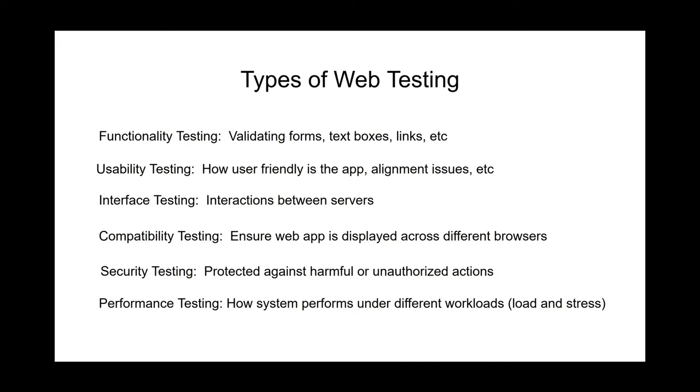Usability testing. How friendly is the app? Are the forms aligned? Are the columns aligned? Accessibility testing. Are people with different abilities able to interact with your web application properly? These are things to keep in mind as well. Interface testing. As I mentioned, this is where my strength lies, but at the same time, I wasn't paying attention to the other ones. Interface testing would be like using Postman, interacting with the APIs, making sure that the front end is connecting with the back end, the databases are working properly, things like that. We also have to test for that in the web application.